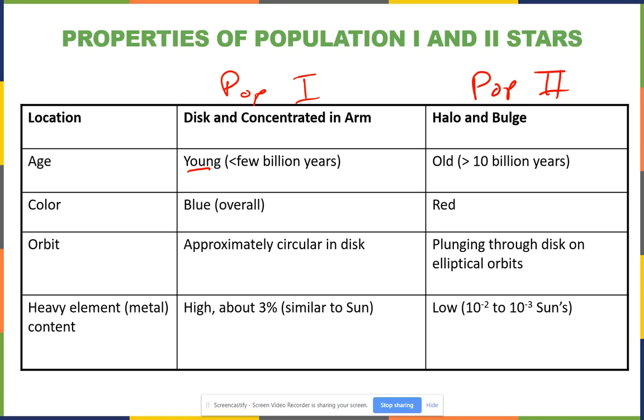And then the final one, the one that's the technical definition: the heavy elements are about 3% in the population 1, and only less than 0.01 to 0.001 for the population 2. So that's a very clear difference.